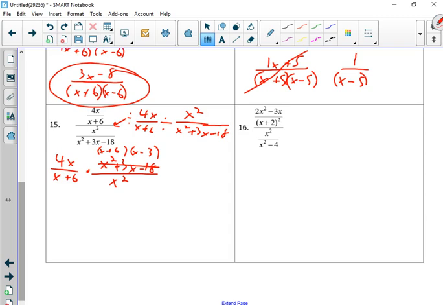And now I can factor, or cancel. X plus 6 cancels. This x is going to cancel with one of those x's. So what I'm left with on the top is just simply 4 times x minus 3 over x. And remember, you cannot cancel those two x's because of this minus sign. Very important. That's your answer.